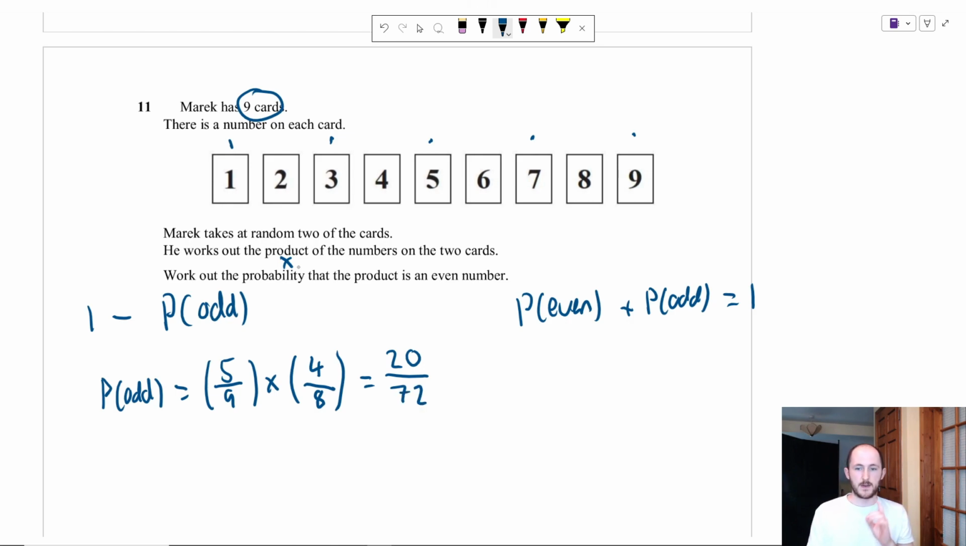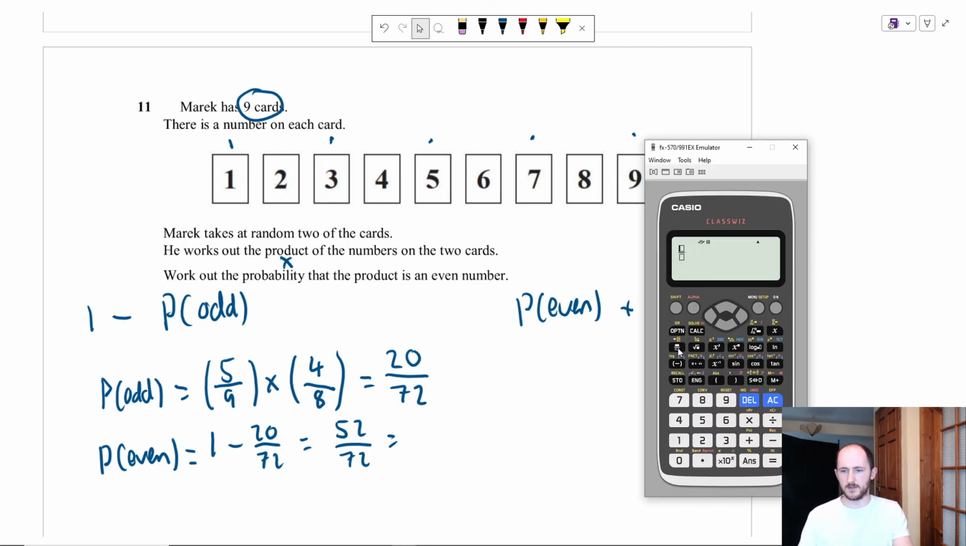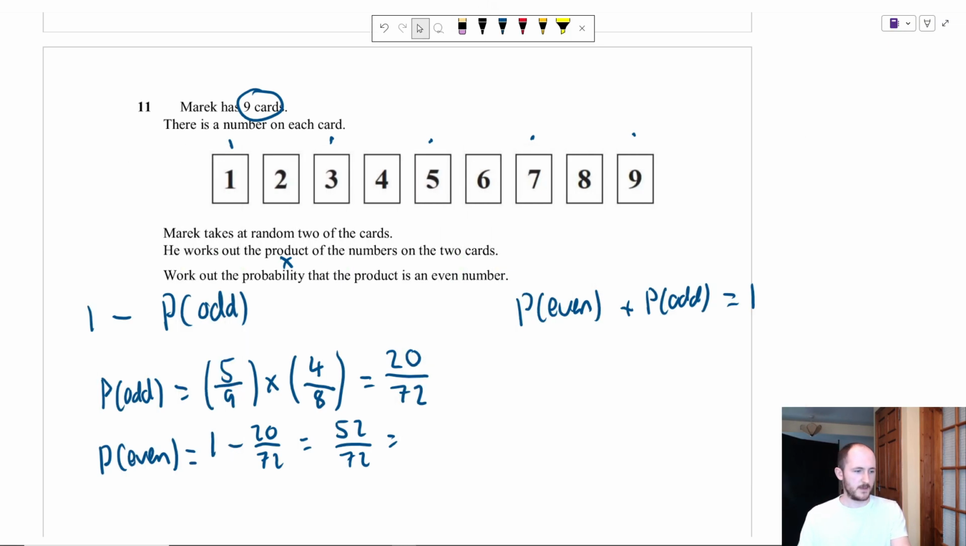Okay. So now the probability of getting even is just 1 minus that. You don't need to work out all the outcomes. I'm actually done right now. Which actually, you know what? We should probably use a calculator just to simplify this. It doesn't say to give it in the simplest form, so we don't have to. But, you know, good practice. 13 over 18.